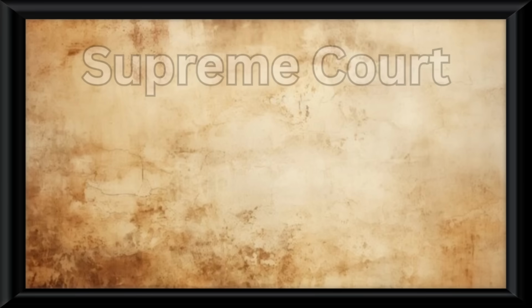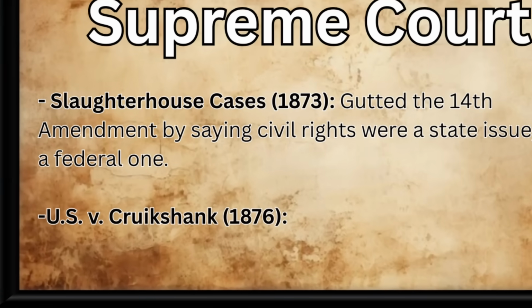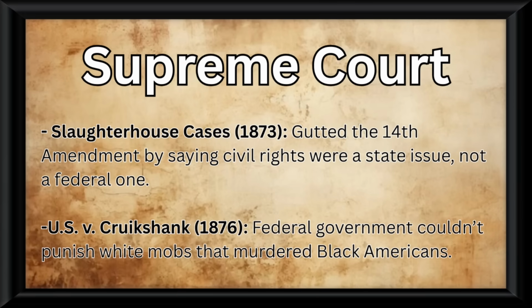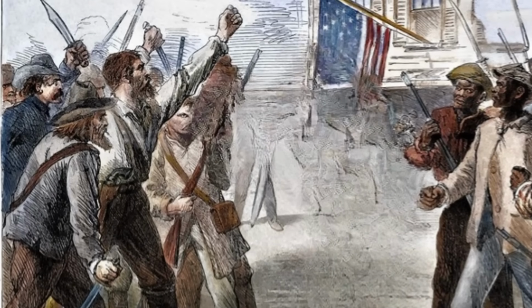Then came the Supreme Court, which basically gave up on protecting black rights. The Slaughterhouse Cases in 1873 gutted the 14th Amendment by saying civil rights were a state issue, not a federal one. In US v. Cruikshank, they said that the federal government couldn't punish white mobs that murdered black Americans. With no one left to enforce black rights, white Southerners took control again.